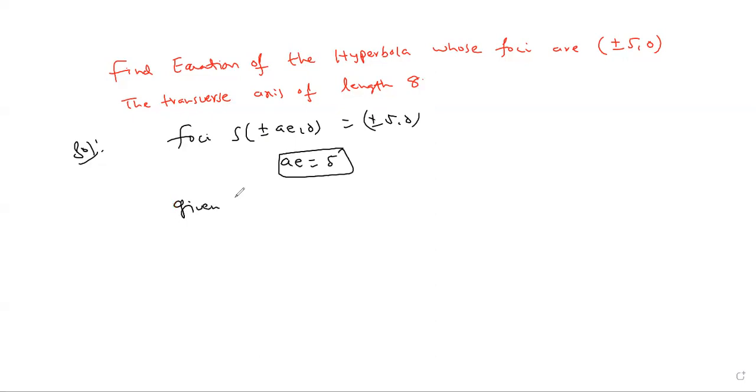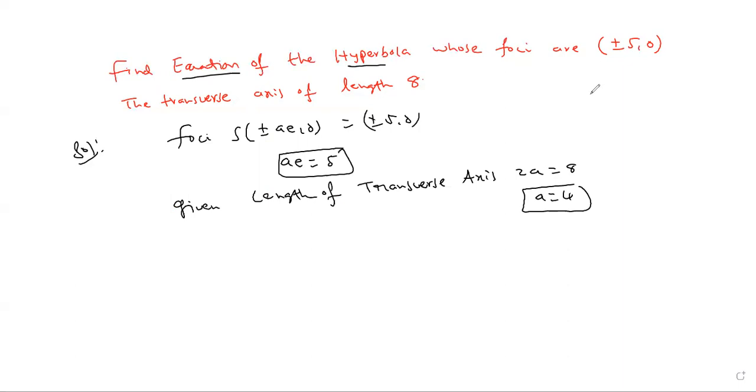Okay, the given length of transverse axis. What is the formula? 2a, which is 8 given. So a is equal to 4. You have to get the equation of hyperbola. What is the equation of hyperbola in standard form? x square by a square minus y square by b square is 1. This is only the standard form, right? Here you have to get a and b values.